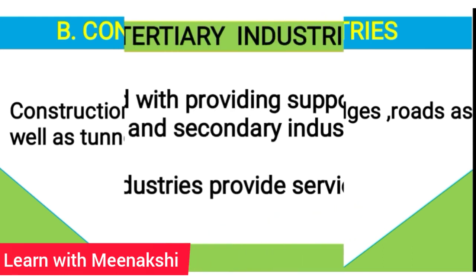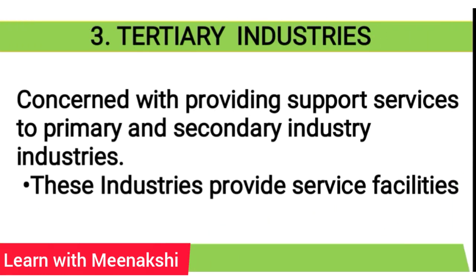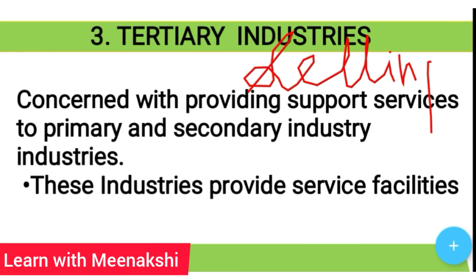Now let's move on with the tertiary industry. Tertiary industry usually supports the primary and secondary industry. Now how is this tertiary industry supporting the primary and secondary industry? Yes, they are involved in selling activity. So primary industry extracts the raw material. Secondary industry uses that raw material and converts it into a finished product. Now this tertiary industry will help those two industries to sell their products in the market.